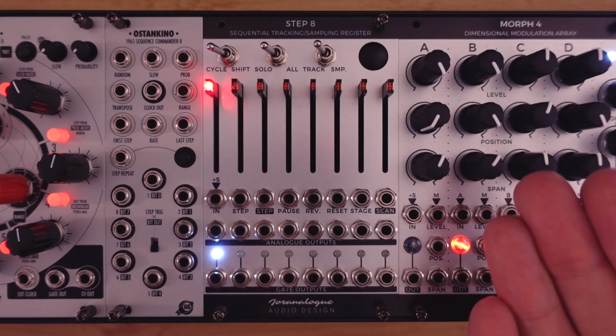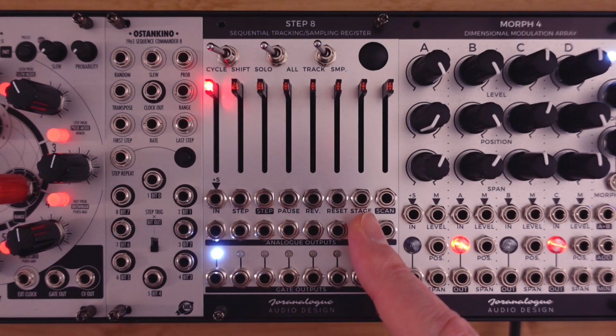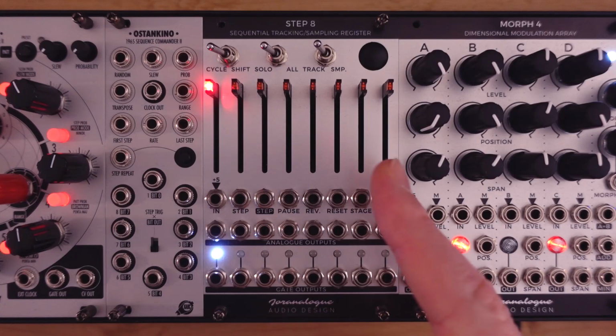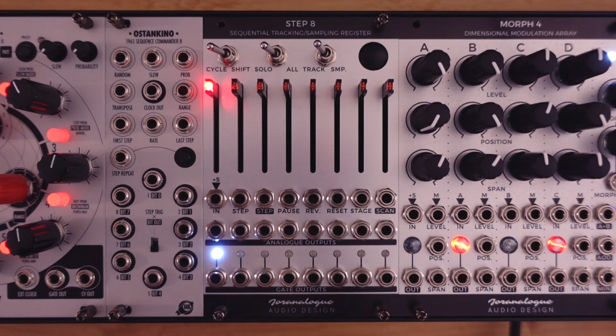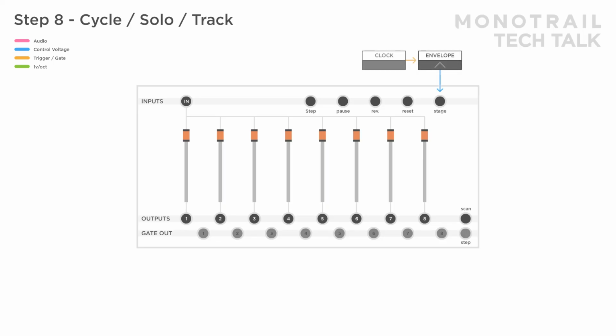The final input on step 8 is the stage input. With this input, you can select one of the 8 stages with a voltage between 0 and 5 volt. So, for example, a looping envelope with that range will sweep through the active stages. This is a nice way to visualize the incoming voltage. When you take that envelope and trigger it with a clock, you can tap any of the stages and use it as a trigger delay.